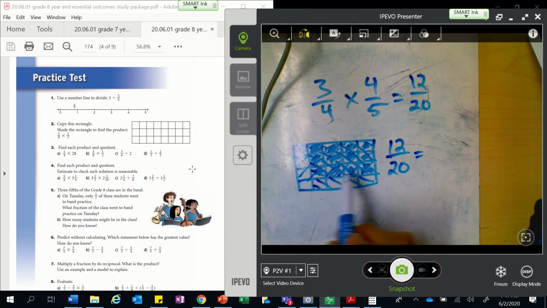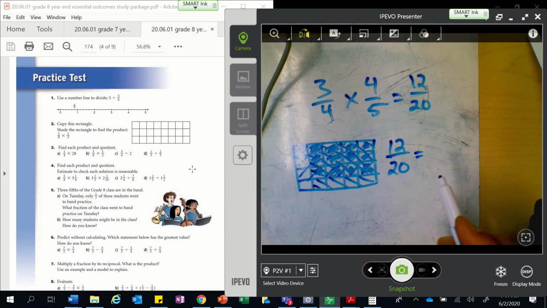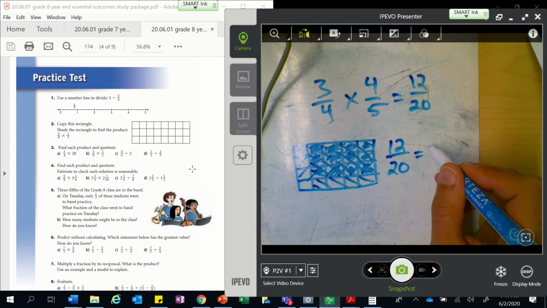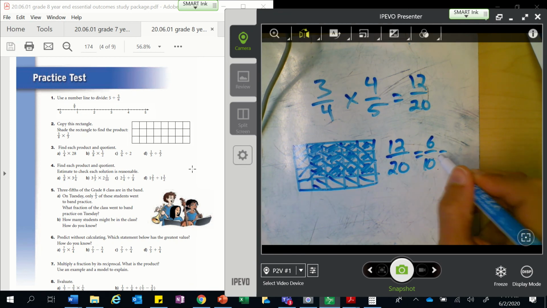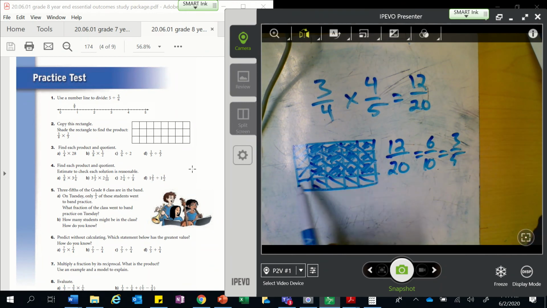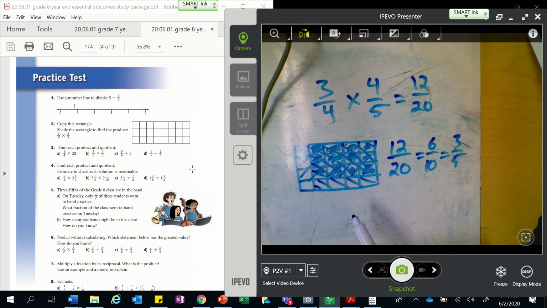So 3/4 of 4/5 equals 12 over 20, or you could just call that 6 over 10, or 3 over 5. 3 over 5, what does that mean? Well, that means 3 out of every 5 of these has been shaded. Is that true? Well, let's see.